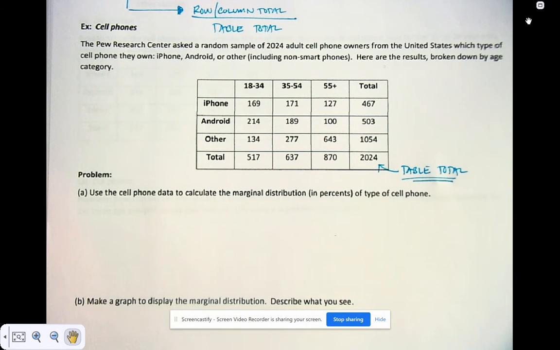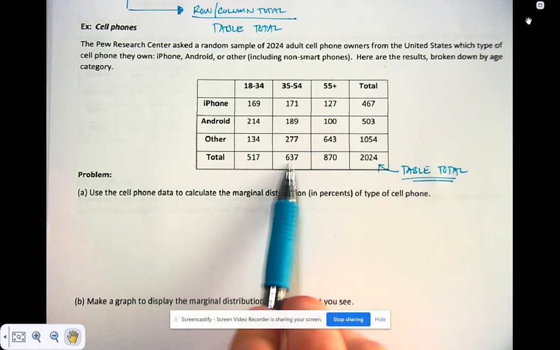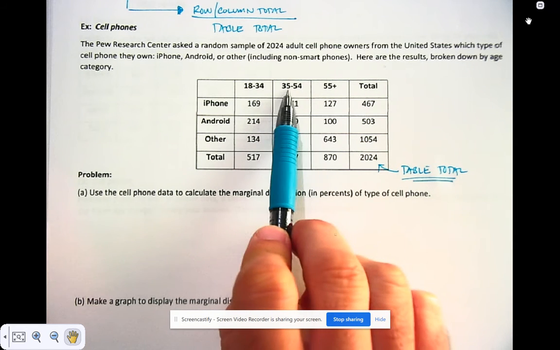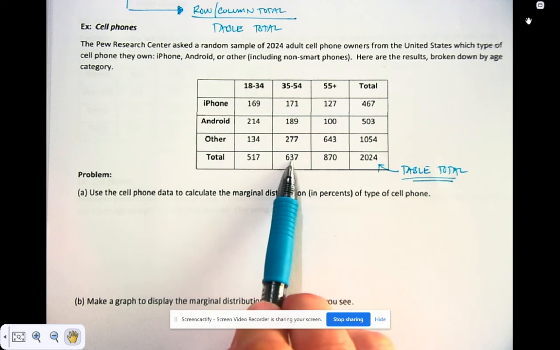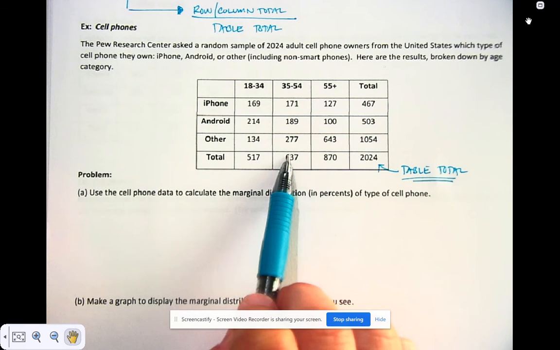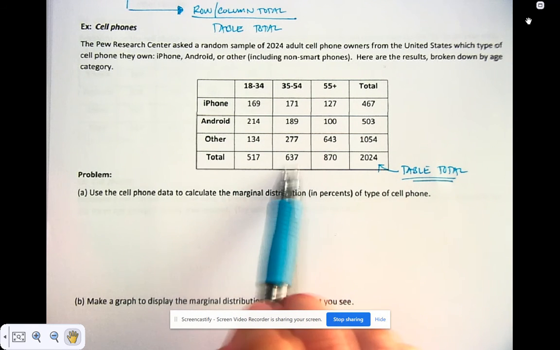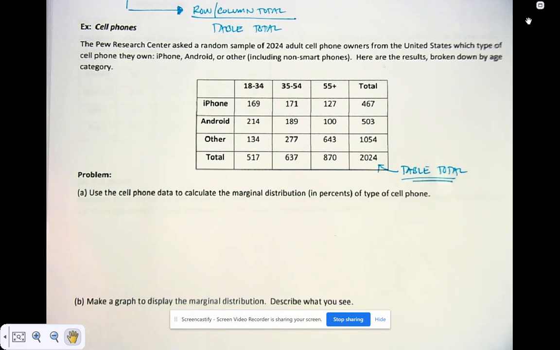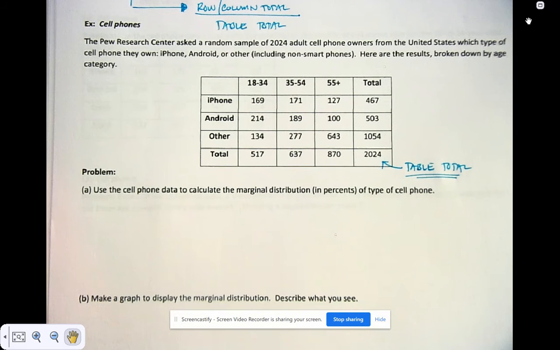Okay. So what's up with 637? Well, it's a total. Okay. And so this is the total number of people in this age group, 35 to 54, that own a phone. Right. So if you add up all three of these numbers, you get that number, which represents the total number of people who own phones in that age group. So there's a lot to unpack here, and it depends on what we're trying to portray to our boss if we're the statistician. Okay, so let's do the problem.